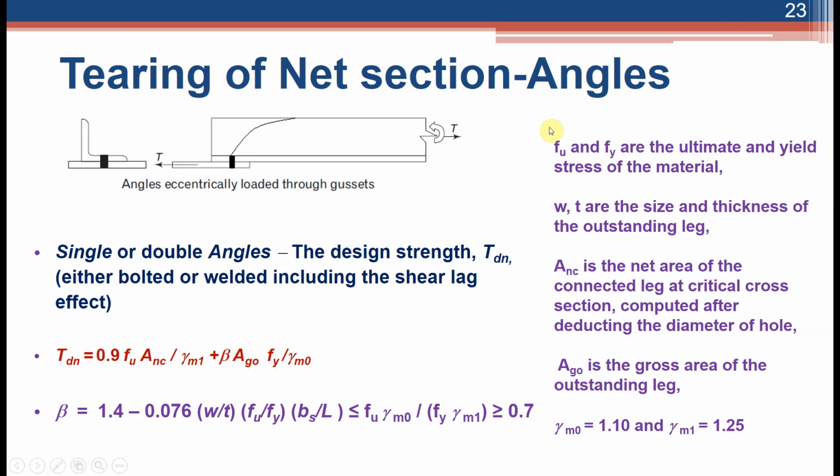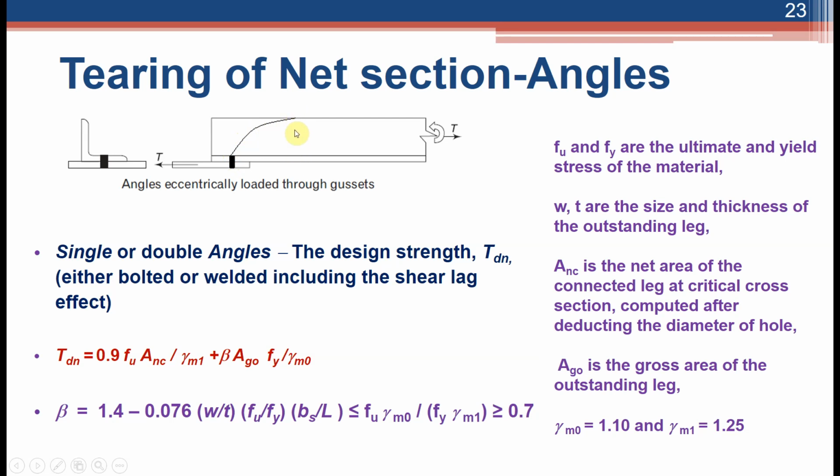Tearing of the net section: we are going to study the tearing of the net section in angles. Whenever we connect a single angle section using a gusset plate and tension is applied, the stress in the connected leg will initially be full, but the outstanding leg will take the maximum stress later. From here it starts taking the stress, and finally it becomes uniform at this point.